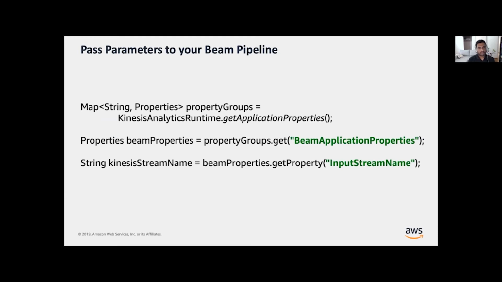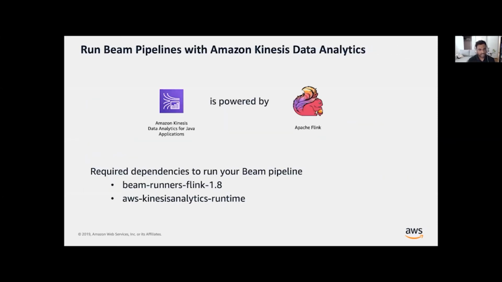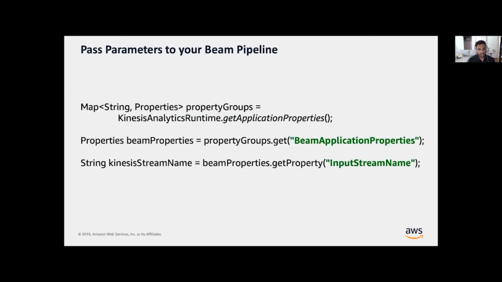Another key detail to keep in mind is, how do you pass parameters to the Kinesis Data Analytics environment? The way you do that is, we saw the dependency for, let me go back a couple of slides. We saw the dependency for the AWS Kinesis Analytics runtime. Well, this is where you're going to use it. You're going to use that dependency to get properties that you have configured with the service and grab those properties and then essentially set up your Beam application appropriately based on what those properties tell you.